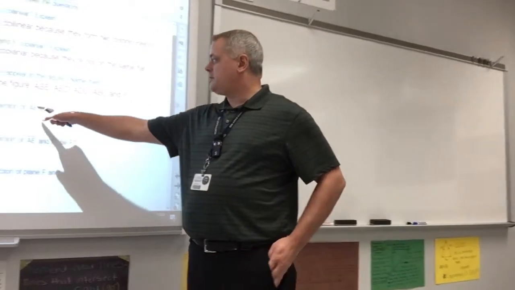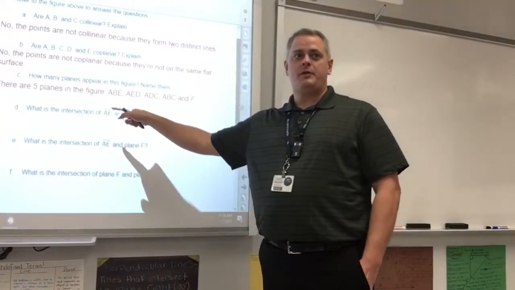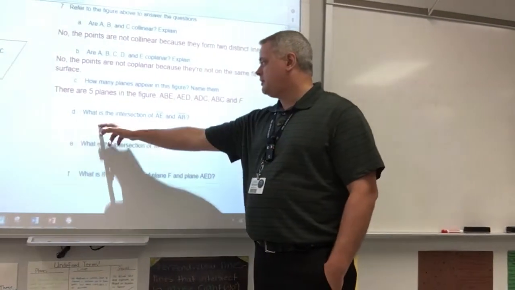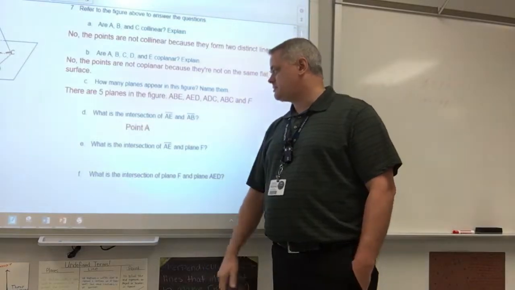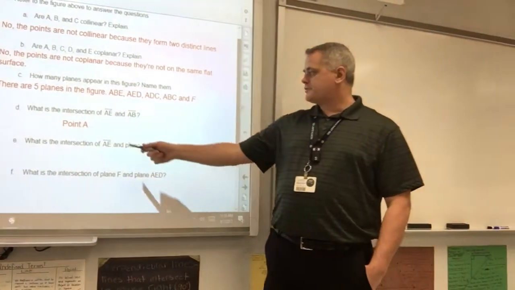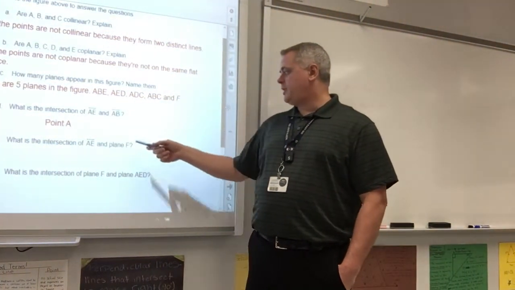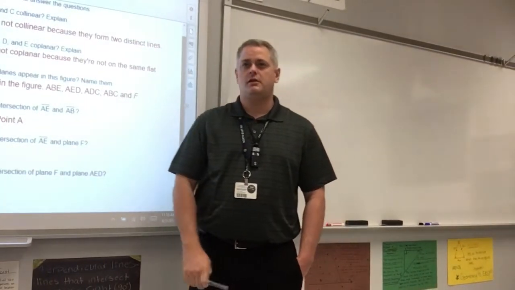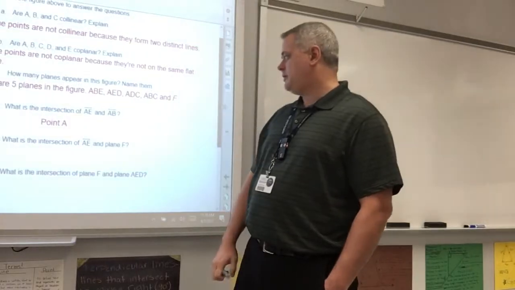Exactly, because both lines include point A in their name, that indicates that they have to intersect each other at that point. So point A is the point of intersection. So this line, AE, and the plane F, where do those intersect each other? What's your name again, sir? Connor, what'd you say? Point E.